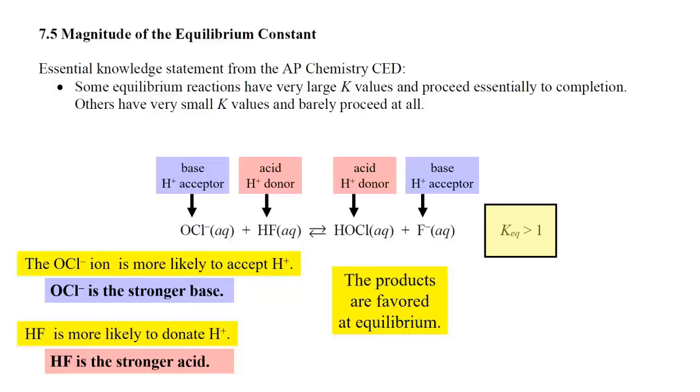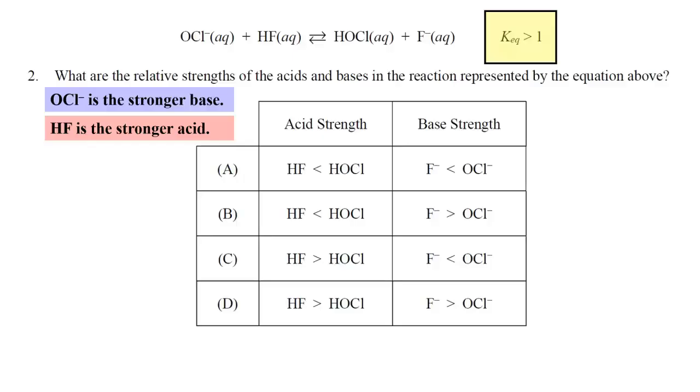Let's go back and review those 4 choices in question 2. Now that we know that the OCl-, or the hypochlorite ion, is the stronger base, the correct answer to question 2 is either choice A or choice C. And as far as acid strength, now that we know that HF, or hydrofluoric acid, is the stronger acid, the correct answer is either choice D or choice C.